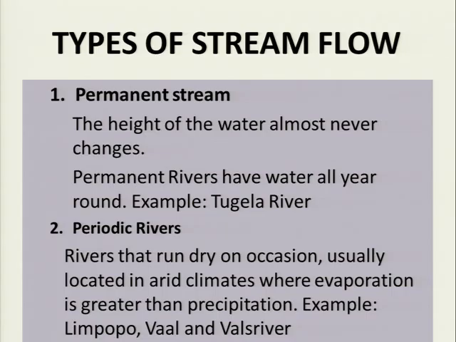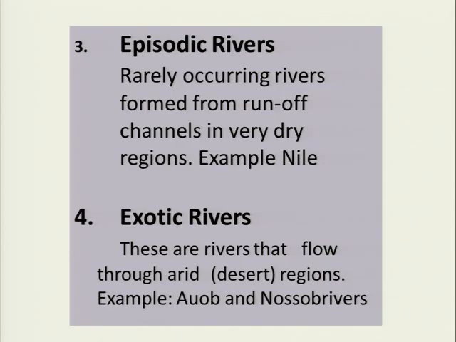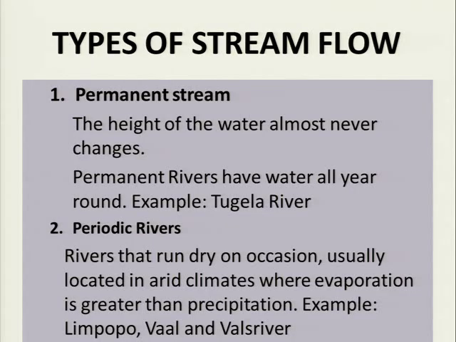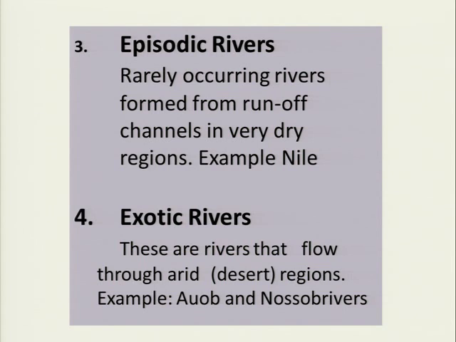Okay, the very last thing that we did is the types of stream flow. We get permanent rivers, periodic rivers, episodic rivers, and exotic rivers. Main thing is the permanent river is the one that always has water, where the water level almost never changes. The periodic river is the one that only flows in season. The episodic river is the one that is formed only when a hard rainfall occurs, like the Buffels River, and then the exotic river is the one that flows through an arid or a dry region.